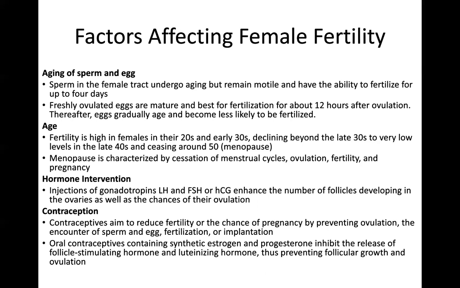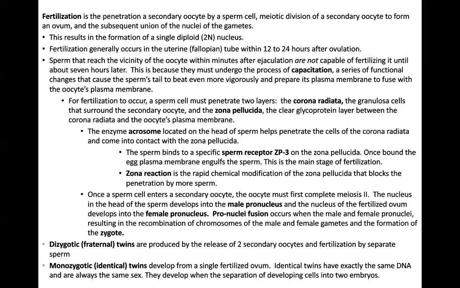And obviously females aren't the only sex that can use contraceptives. Men can wear condoms and do different things, but contraceptives are probably a lot more common, I would say, in females, including the pill. Oral contraceptives, like the pill, containing synthetic estrogen and progesterone, inhibit the release of follicle-stimulating hormone and luteinizing hormone, which thus prevents follicular growth and ovulation. So those are the factors that can affect fertility.